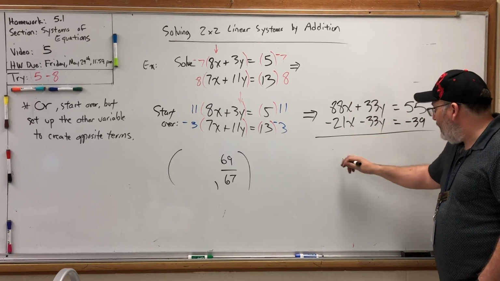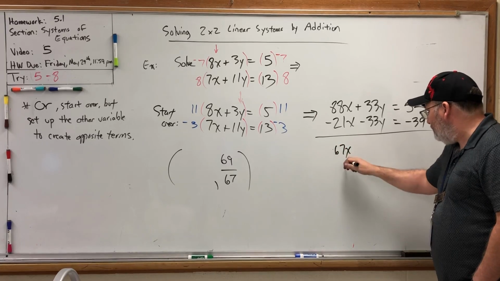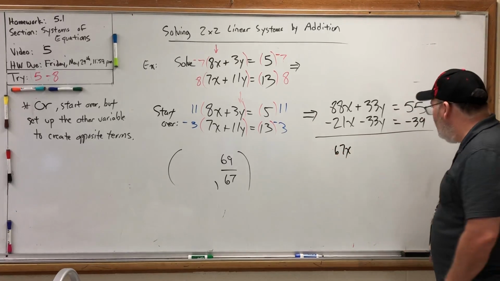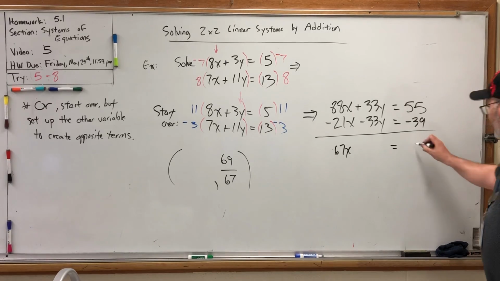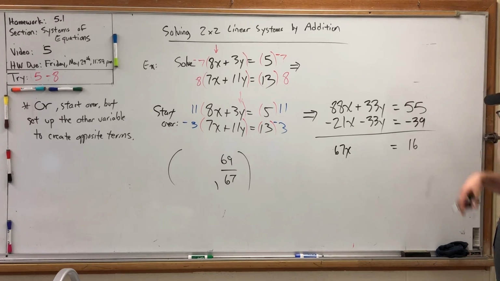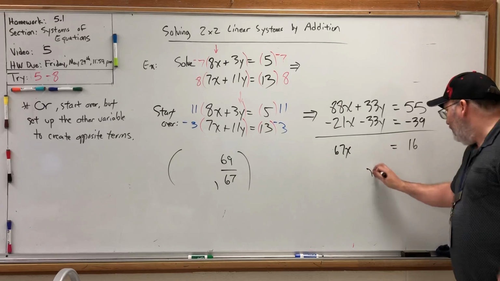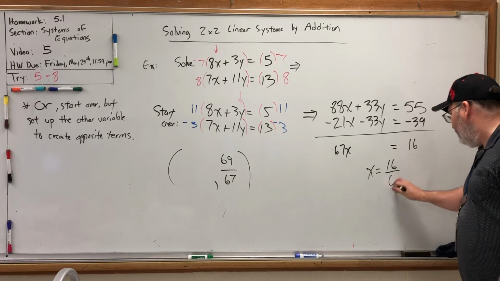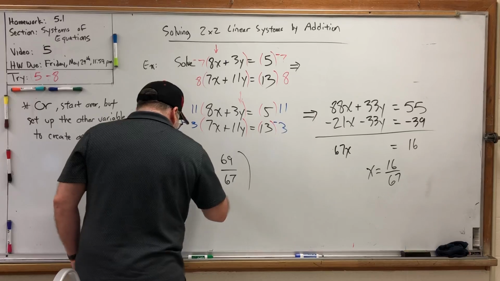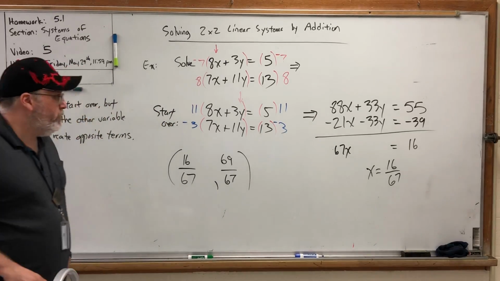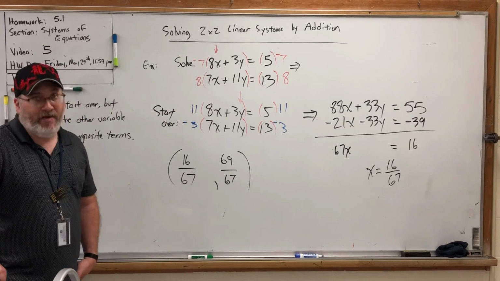88x minus 21x is 67x. Wait, we got 67 the last time. The y's cancel. 55 minus 39, I believe, is 16. Let me add just to make sure. Yes. And if we divide by 67, we get x equals 16 over 67. It's not really a coincidence that the denominators matched. If you retrace the steps on all of them, you'll see why that happened.